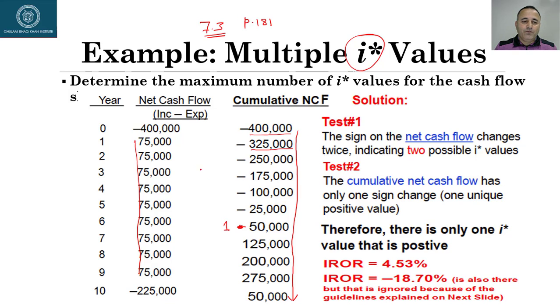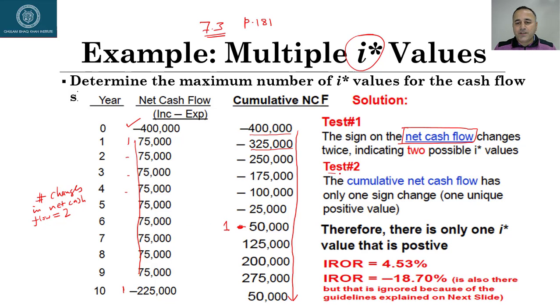For test number 1, we are concerned about the net cash flow. Test number 1 is based on net cash flow, and let's see how many sign changes it has. It started negatively. The first sign change was in year number 1. No change, no change, no change, and then the second change is in year number 2. So this was the second change. The number of changes in net cash flow is equal to 2.